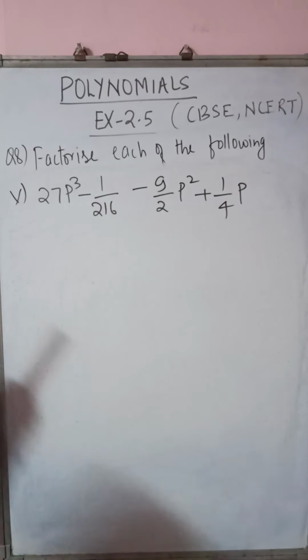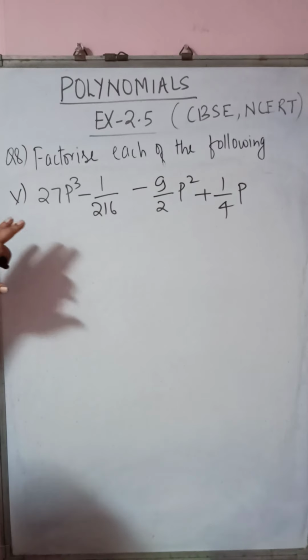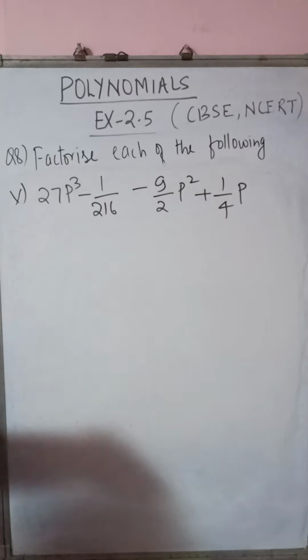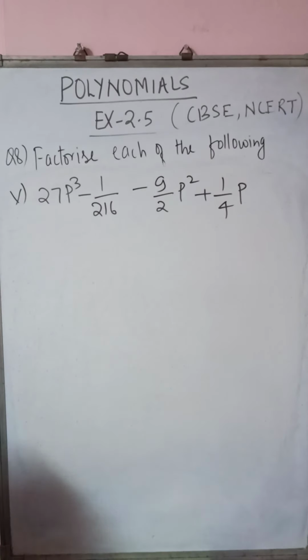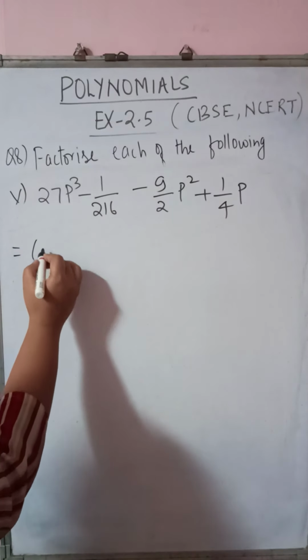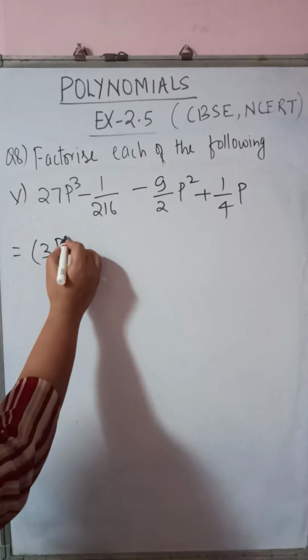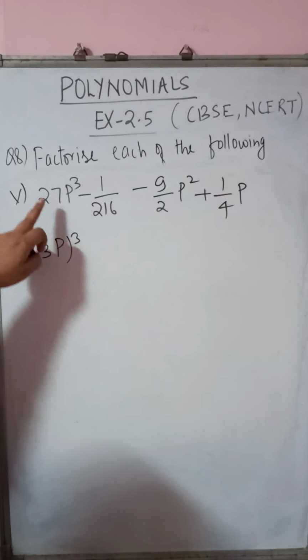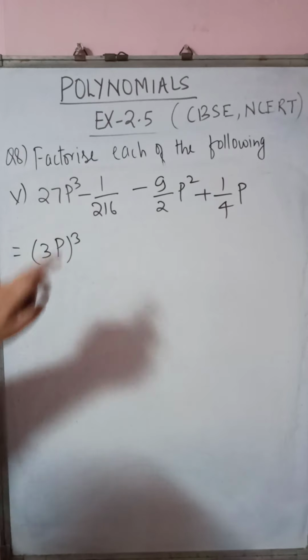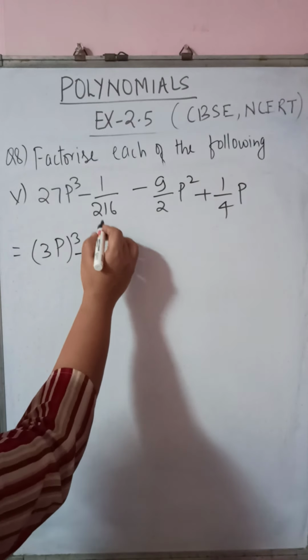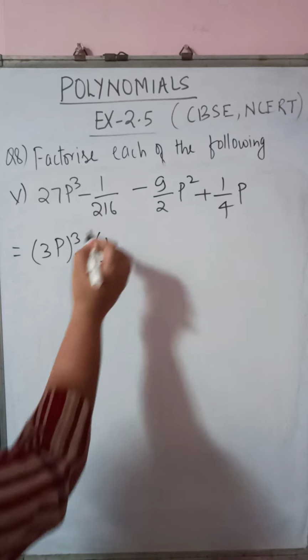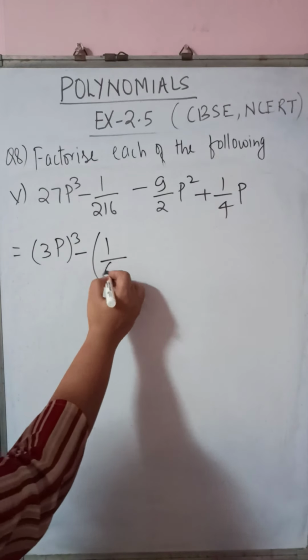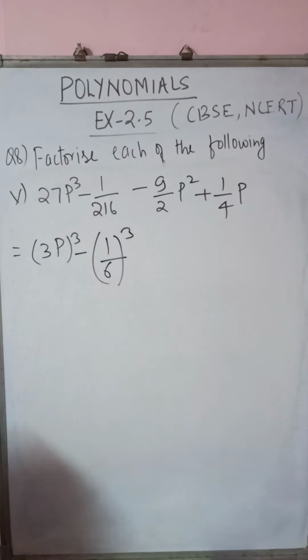Okay, question number 8, fifth part. So till now you all understood you only need the value of a and b. Now same thing we will do here. 27 is a cube of 3. So you can write this as 3p whole cube. So 3 into 3 into 3, 27. p into p into p, p cube. Similarly, 1 by 216 is a cube of 6. So you will get 1 by 6 whole cube.